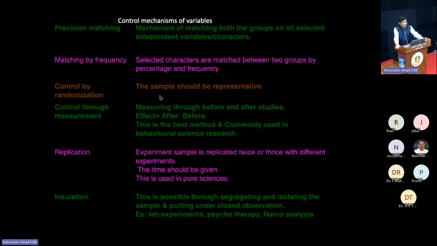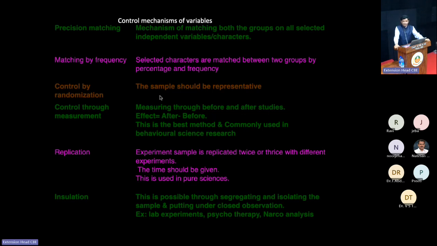Next, by randomization. As some of you said, representativeness is the beauty of research. You can control representation. All the segments of the population should be represented in the sample. Then control through measurement, measuring before and after. Before, conduct the benchmark survey, the pre-test, and after imposing the intervention, conduct another test. So the difference, y minus x, after minus before, is equal to the effect.